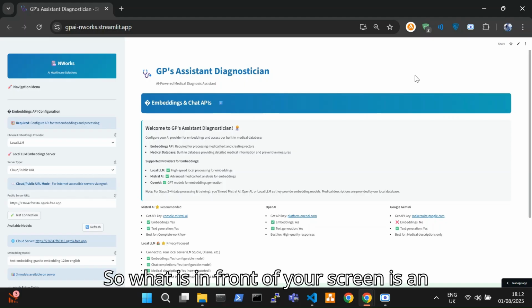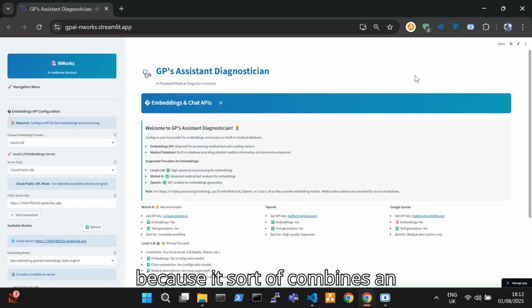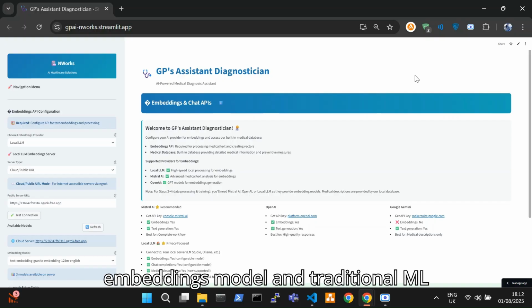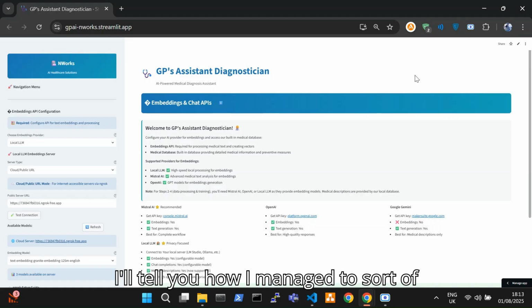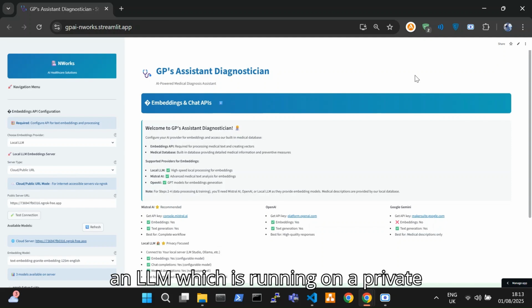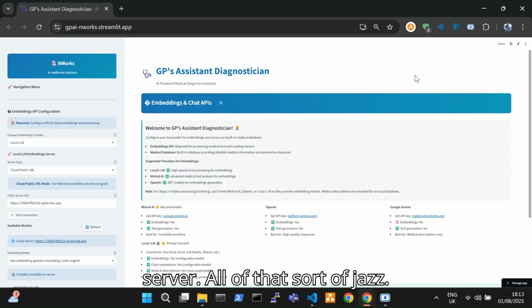So, what is in front of your screen is an assistant diagnostician. It's quite basic, but I think it's quite interesting because it combines an embeddings model and a traditional ML regressor, and it does that quite elegantly. That's what I'm trying to get at. And I'll tell you how it does it, how I managed to deploy this and then have it talk to an LLM which is running on a private server, all of that sort of jazz.